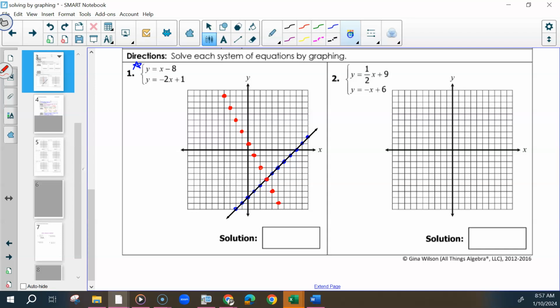As you draw all your points, you'll see where the 2 cross. Where do those 2 lines cross? -5. So you would write that as an ordered pair, and that would be your solution. Do we have any questions on how we solve a system by graphing?